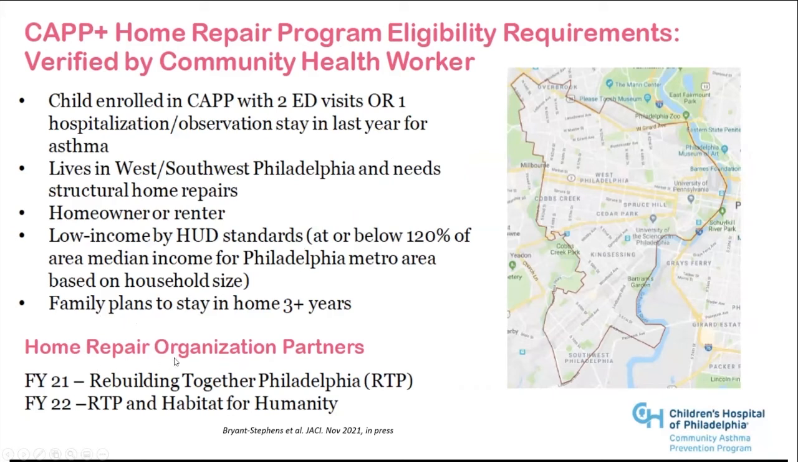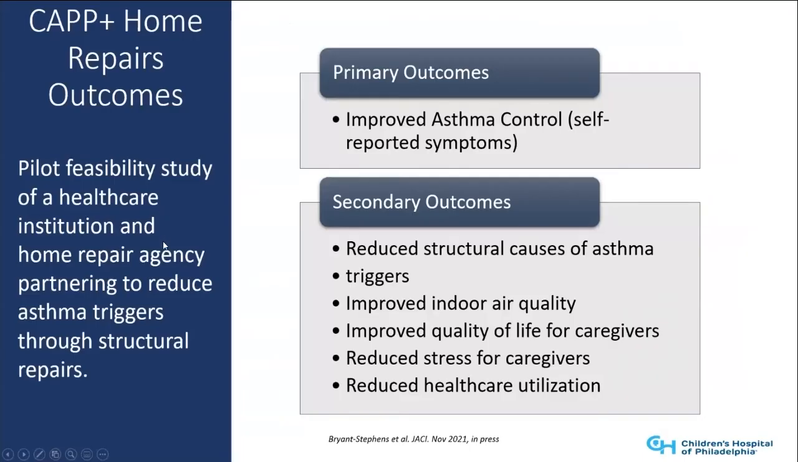And our home repair organization partners are Rebuilding Together Philadelphia and Habitat for Humanity. So this was a pilot feasibility study, and we wanted to see if A, we could work together, and B, if we could impact change. Our primary outcome is improved asthma control, but we also looked at whether we were really reducing structural causes of asthma triggers, improving indoor air quality, improving quality of life for caregivers, reducing stress, and reducing healthcare utilization. And I'll report on a couple of those today.